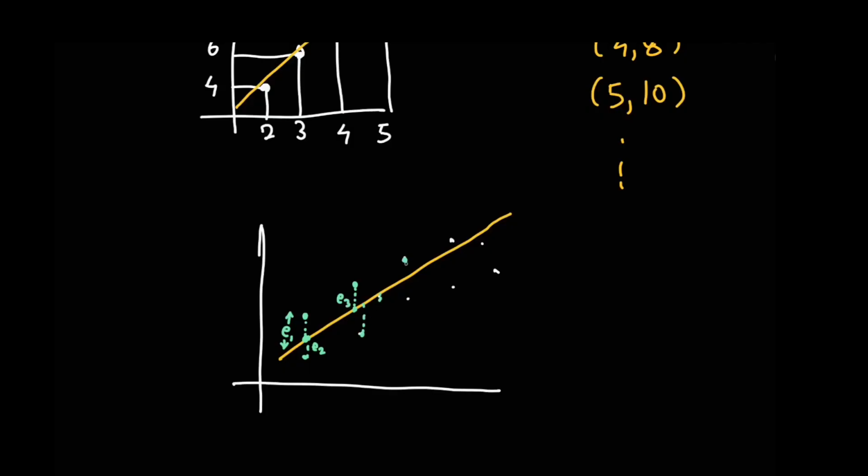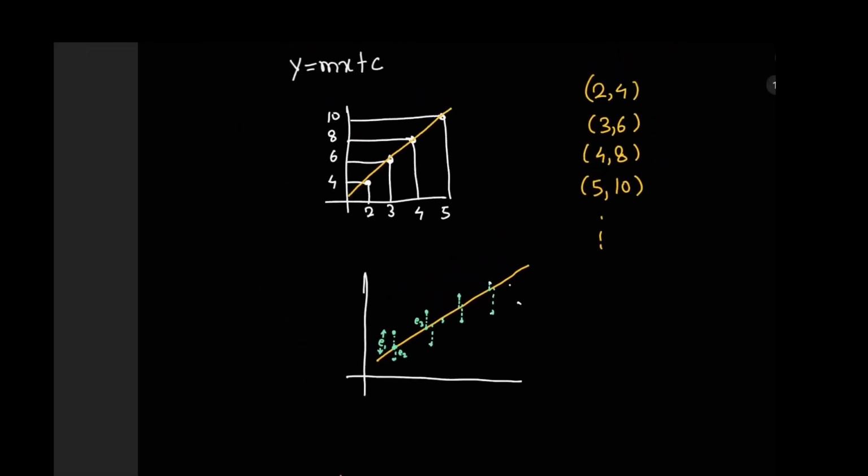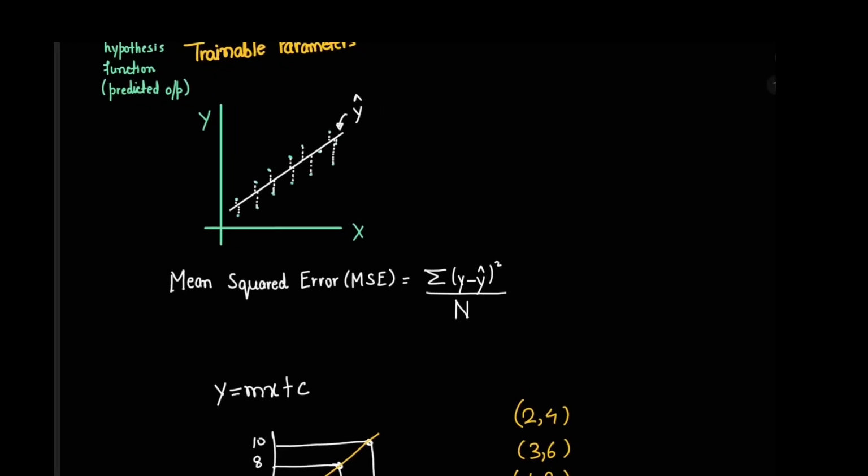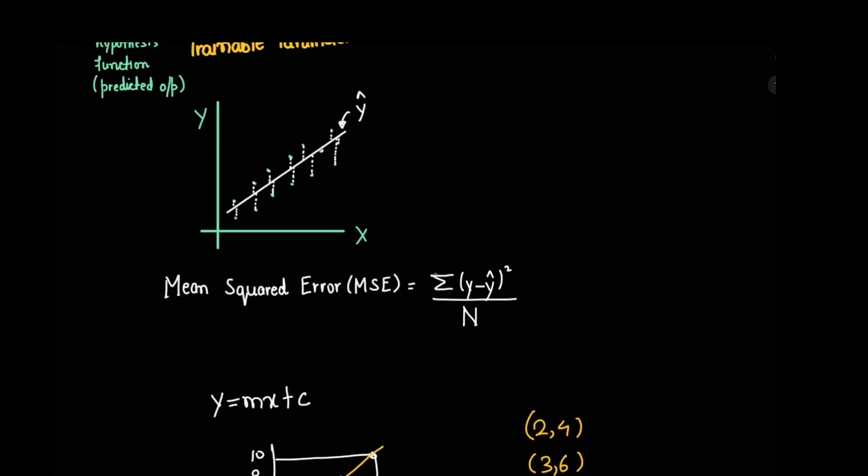Now we'll perform the mean squared error of these, and that will be our loss function. So here I have done that. As you can see, this is our hypothesis function y hat. This is our predicted output, which is basically this line. These green points are our actual data points. The mean squared error is just the difference between them squared, and then we are summing them up and dividing by n for the average.